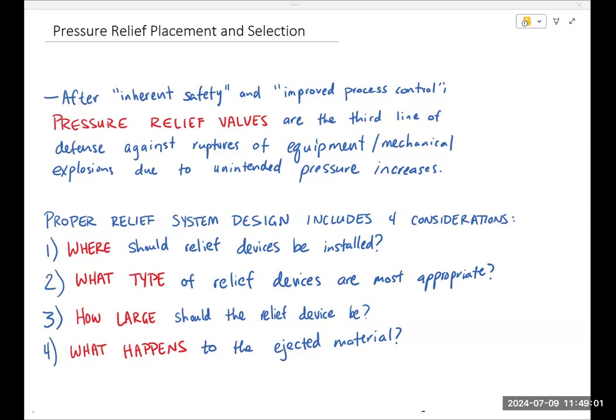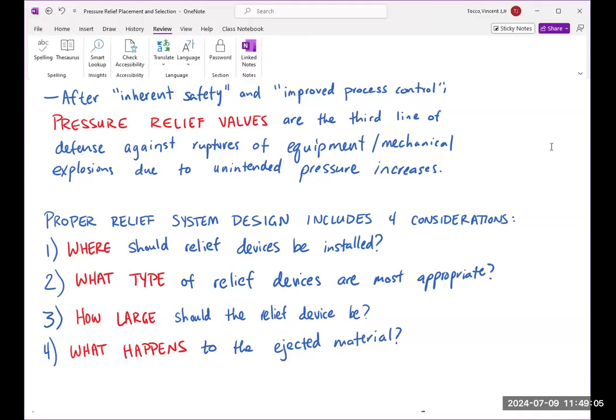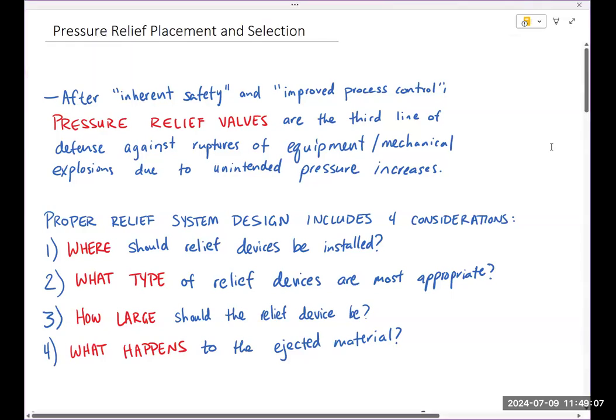So thinking about the scenarios in which we might have a high pressure situation arising, it could be because our process is not inherently safe. So that would be the first thing that we would attempt to fix. We talked about that way back at the beginning of the course. Another scenario would be that we've lost control of the process, and so improving the process control would alleviate the possibility for that high pressure situation to occur in the first place. Therefore, that would be the second line of defense.